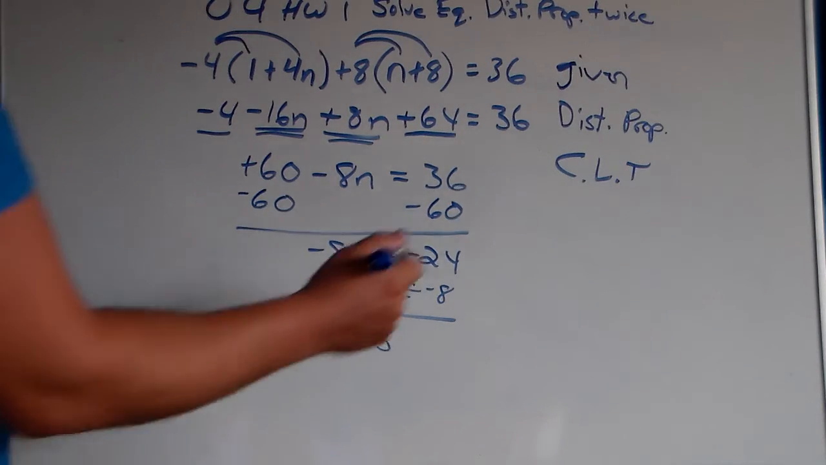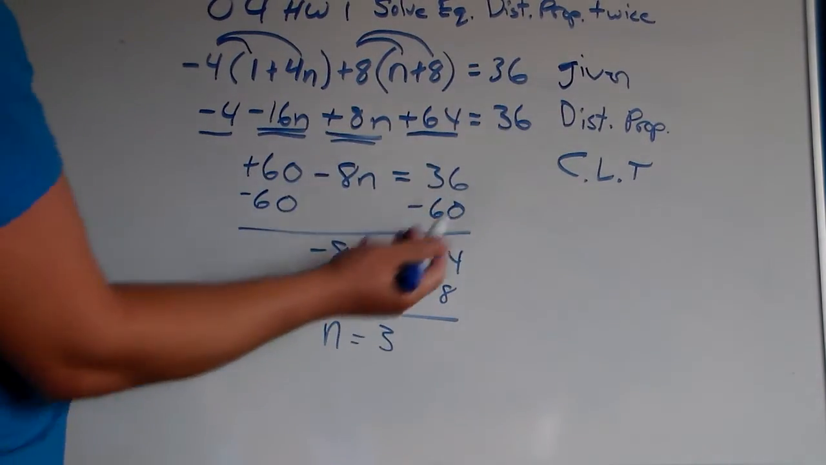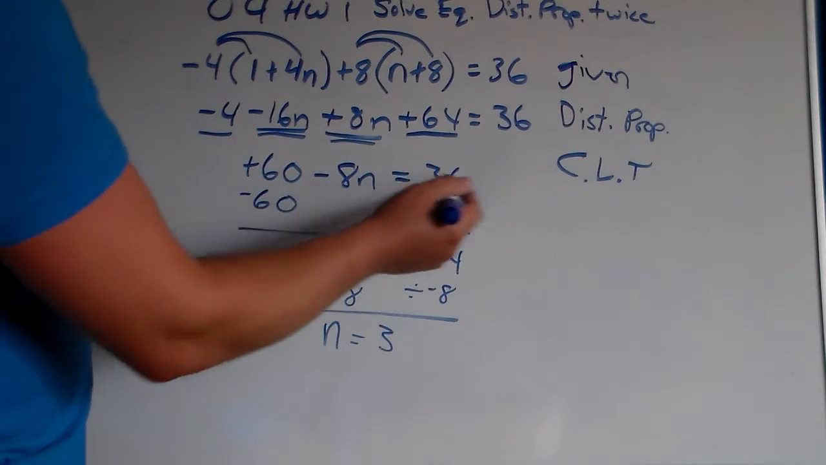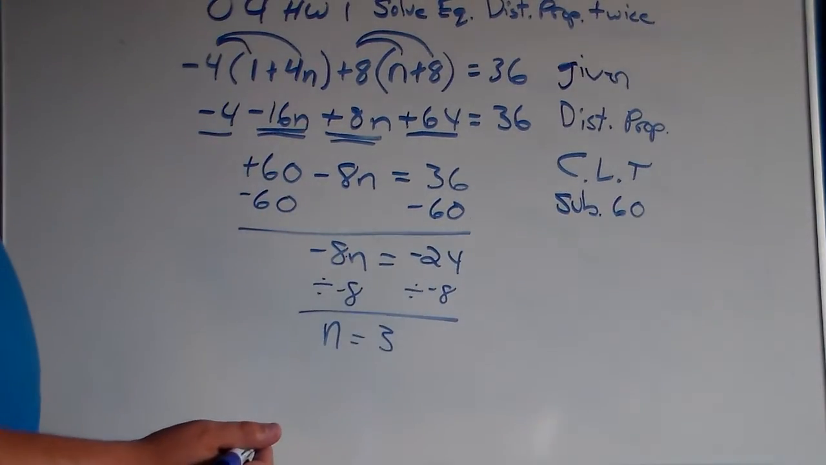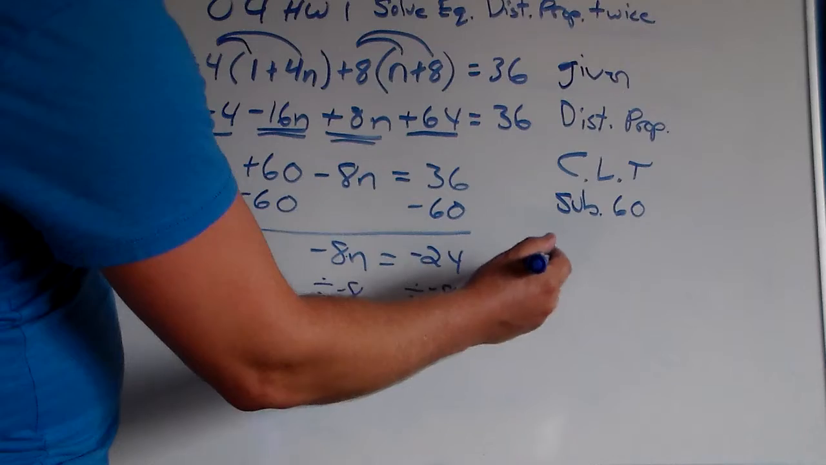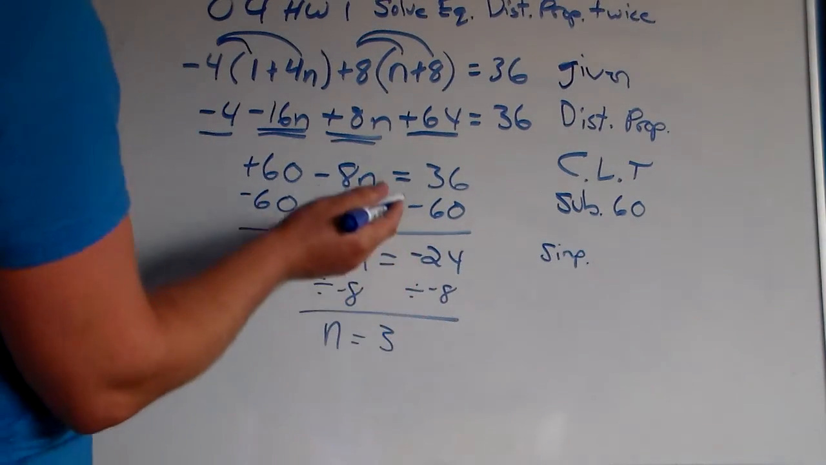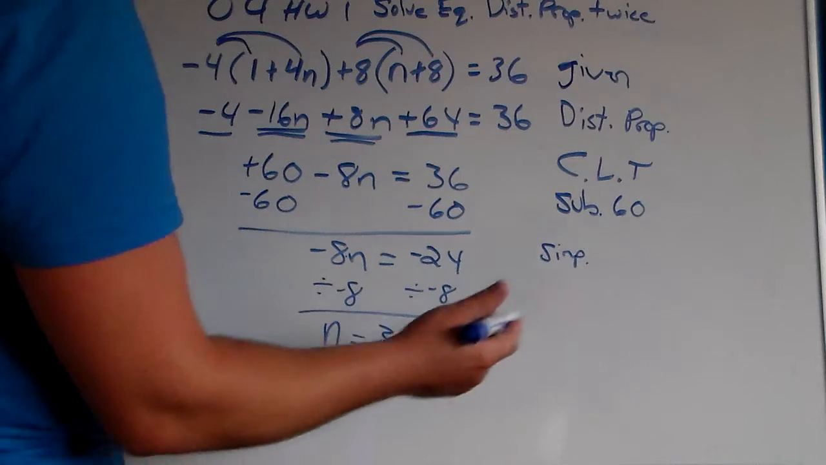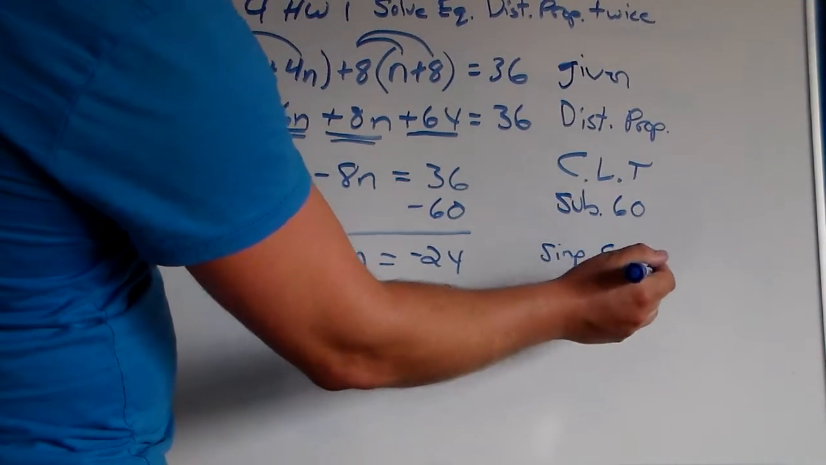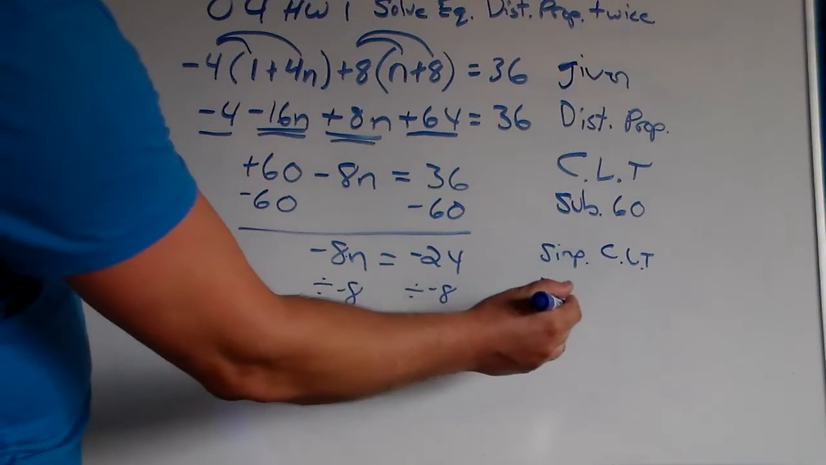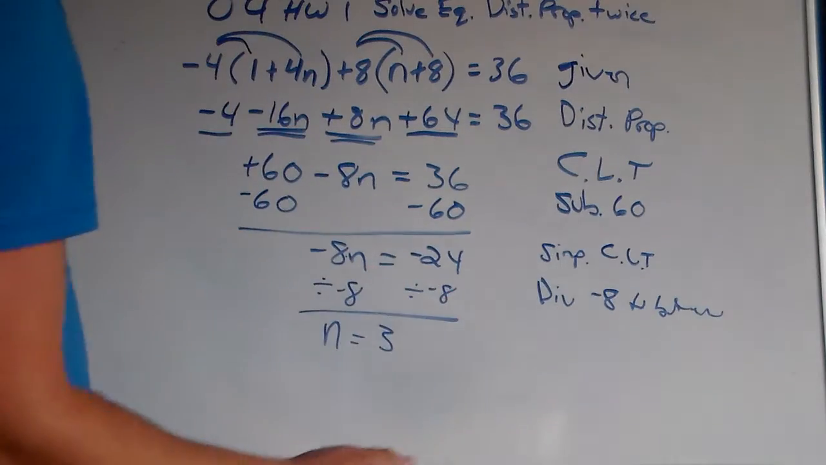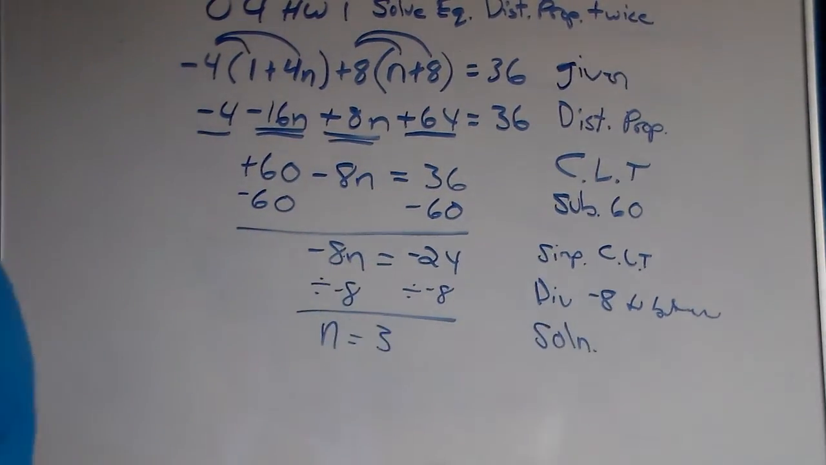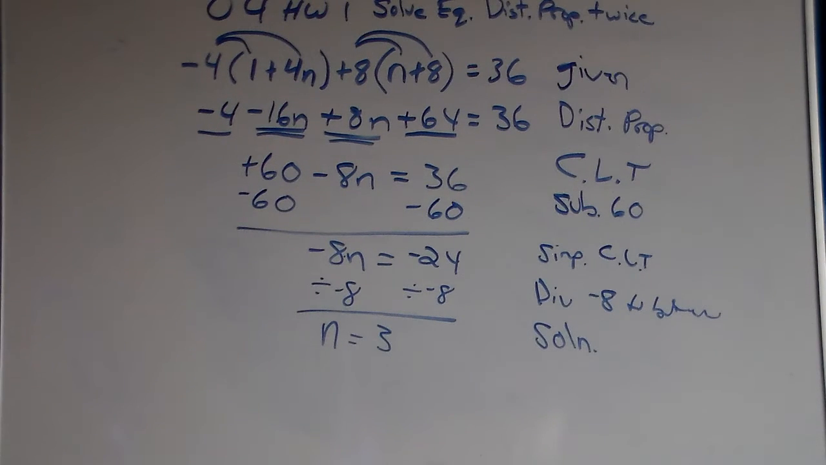That's our final answer. We go over the steps. First step was given. Next step was distributive property. Then we combined like terms. Then we subtracted 60 from both sides of the equation. Then we simplified, or really combined like terms, we just add two numbers together to get the -24. Then we divided by -8 to both sides of the equation. And then we have the solution of n equals 3 for problem number 1. Next up, we'll do problem number 2.